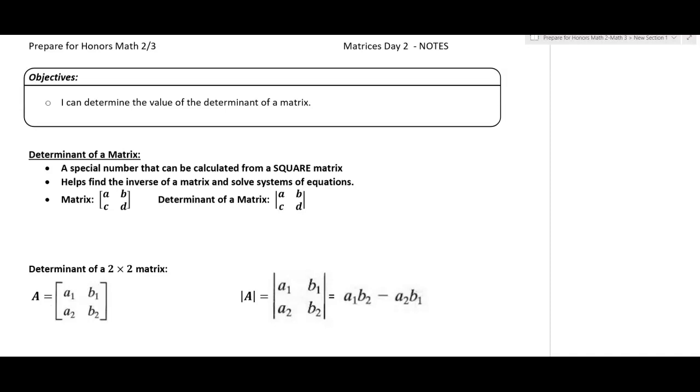All right, prepare for honors math 2-3 students. This next lesson's on determining the value of the determinant of a matrix. All right, so this is kind of like matrices day 2.